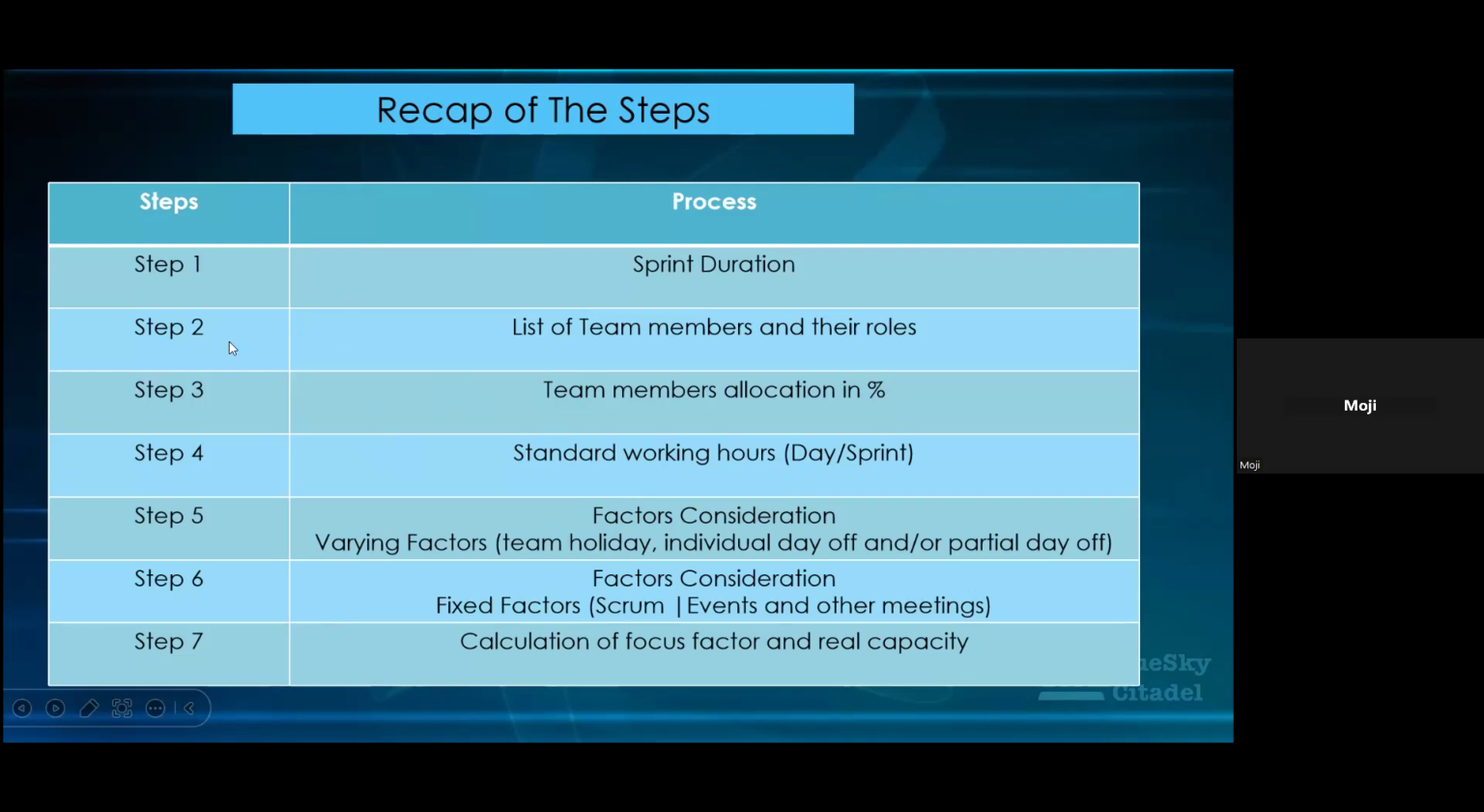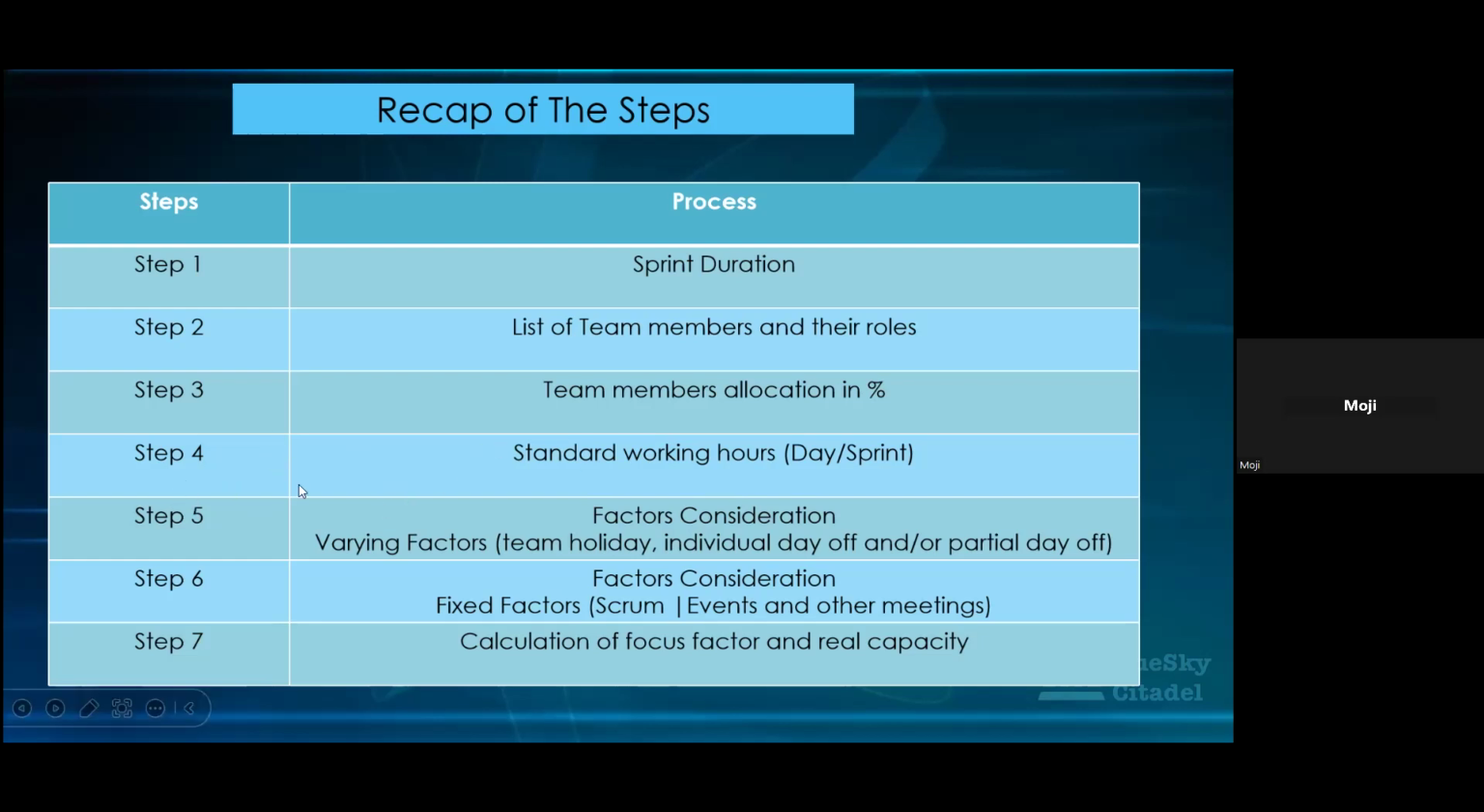Like I said, the first step you need is to know your sprint duration. The second step is to list the team members and their roles. And then your third step is to know your team members' allocation. Is it a 100% resource? Is it a 50% resource? Is it a 60% resource? Depending on your agreements with the other Scrum Masters from the other projects that person is working on, on what needs to be done.